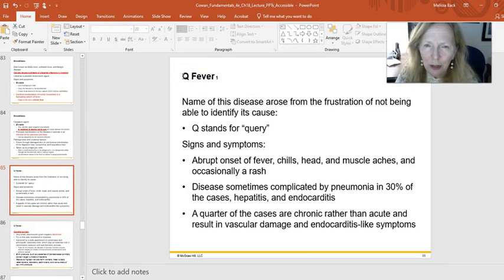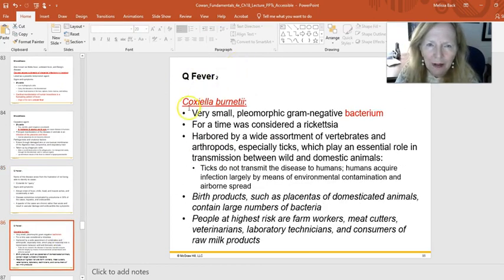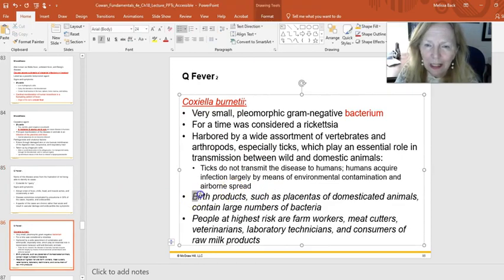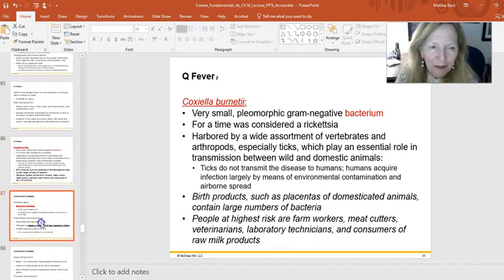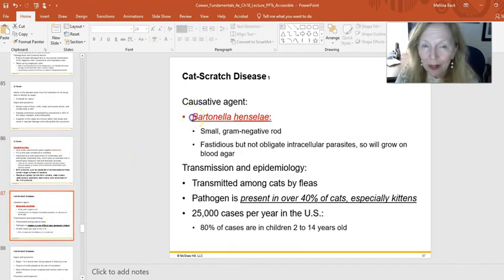I'm not even sure I have Q fever on the list, but I might have Coxiella burnetii. I may have that in there. I don't know if I even put that on there, but I'll again let you read the pathology that you would want to know about if I had that on there. I do have Bartonella henselae.